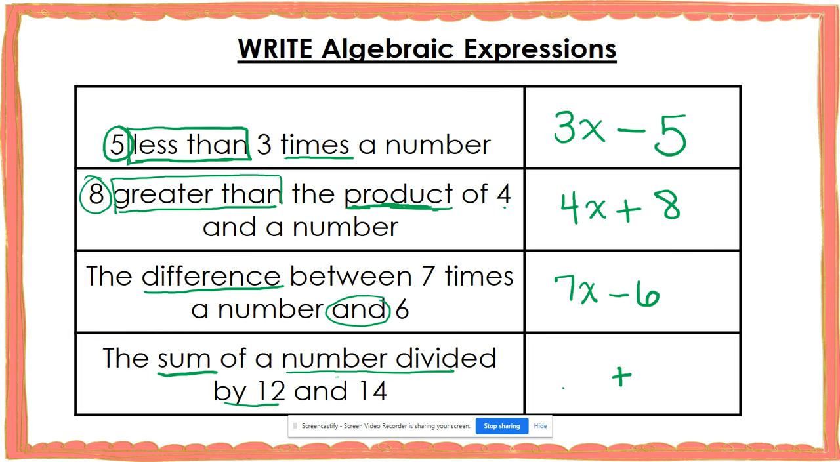So to show a number divided by 12, I would take a number, which I'm going to use x to represent, and I'm going to divide it by 12 by putting it in a fraction. This says a number divided by 12. And because I'm finding the sum of this and 14, 14 is going to come next.